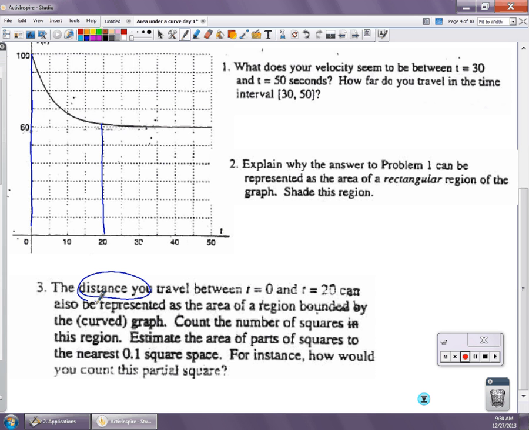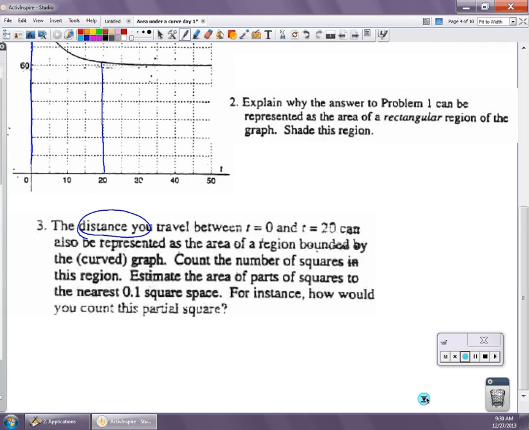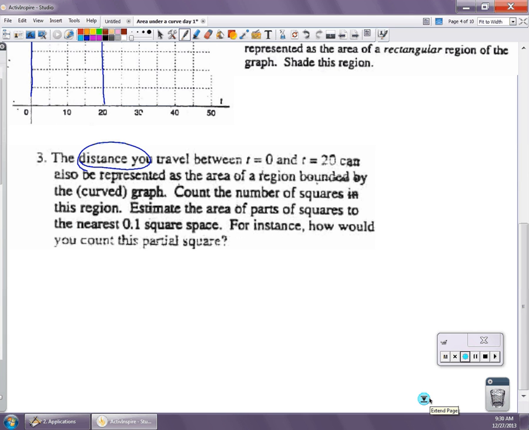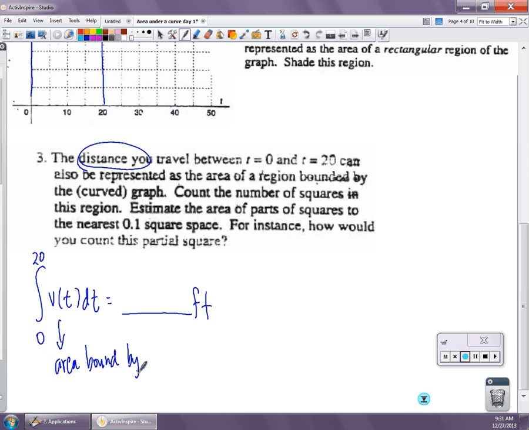Now remember what we just talked about. What we're going to be evaluating here, let me give myself a little more board space, is we want to collect the area starting at 0, stopping at 20, under the velocity curve, and we want to know how many feet that we're going to travel. Now remember, we said that that would be the area bound by v of t, the x-axis, x equal to, in this case, 0, and x equal to 20.